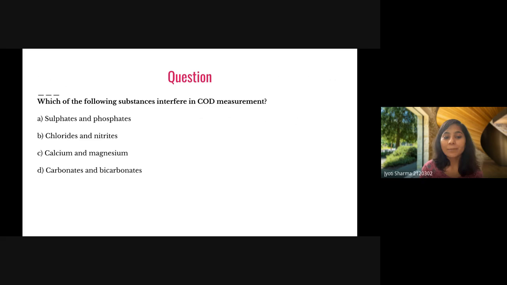Okay, again, there may be some interference by some of the pollutants we may have in the water or in the wastewater. Then, which of the following substances interfere in COD measurement? Sulfate and phosphate, chloride and nitrite, calcium and magnesium, carbonate and bicarbonate. Pradeep gave me B answer, chloride and nitrite. Yes, so two substances, chloride and nitrite, will give you interference in COD measurement.